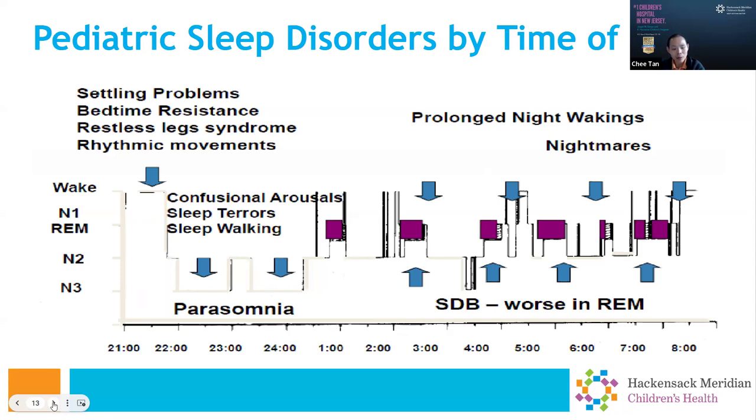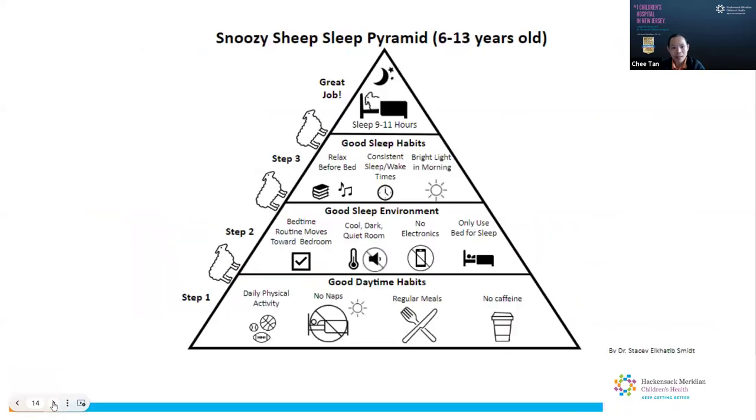And during the first half of the night where you spend most of the night in slow wave sleep, you may notice non-REM parasomnia issues like confusional arousals, sleep terrors, and sleepwalking. And as you have more REM sleep during the second half of the night, you will notice more snoring issues, such as obstructive sleep apnea with sleep disordered breathing, and then REM parasomnia, such as nightmares and night waking episodes.